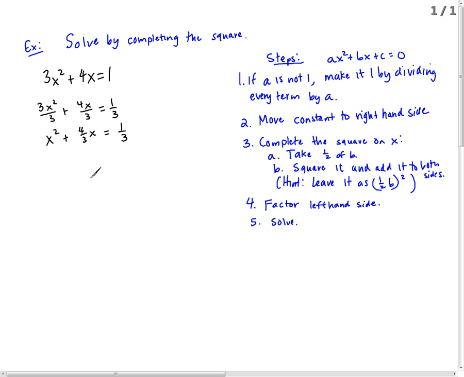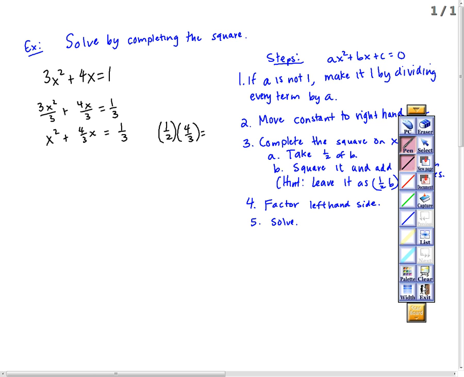Now I want to move the constant to the right-hand side, away from the rest of the equation. My constant is already on the right-hand side, so I'm good to go. Now I'm actually going to do the completing the square part. I'm going to look at the coefficient of x, that's my b, in this case now it's 4/3. I'm going to take half of it. So I'm going to do, over here on the side, 1/2 times my new b times 4/3.